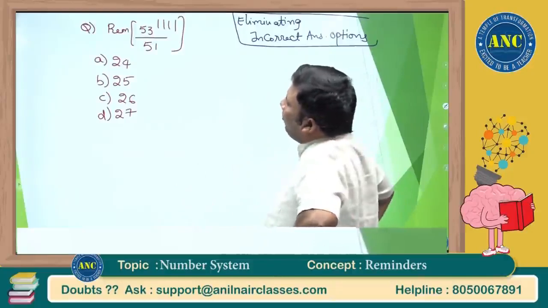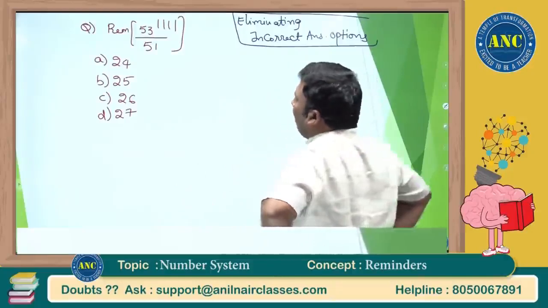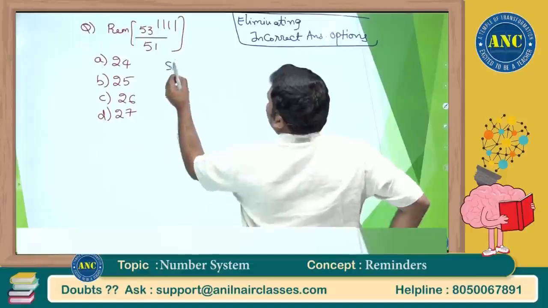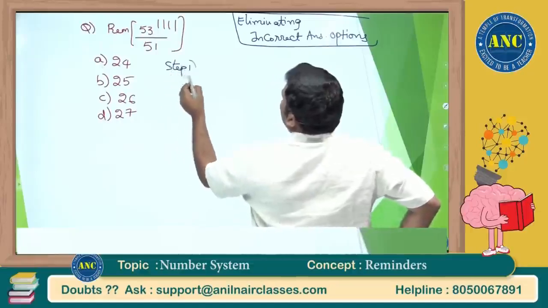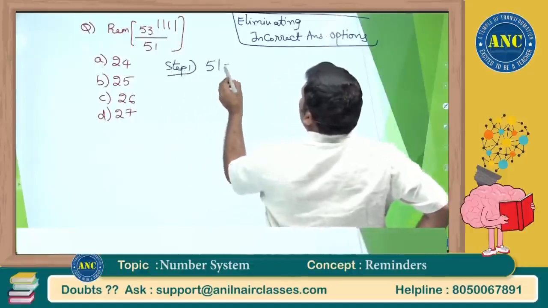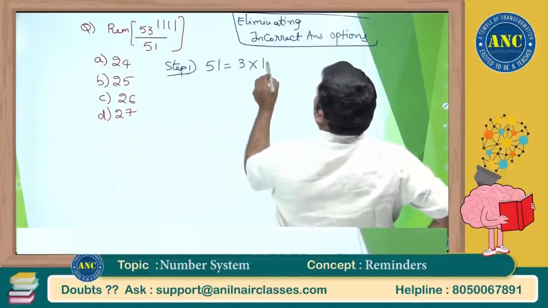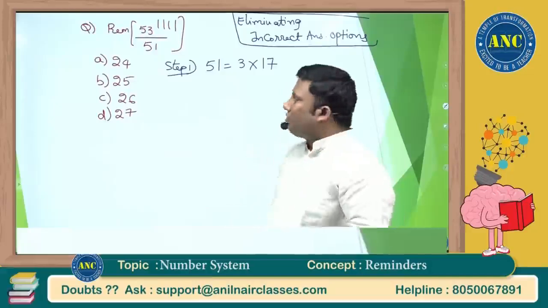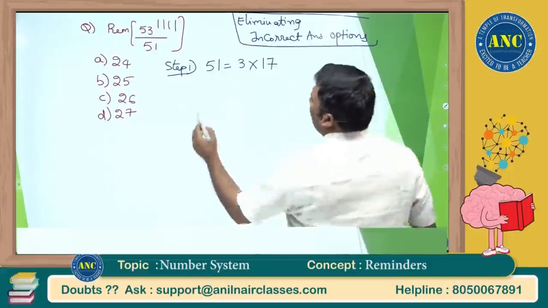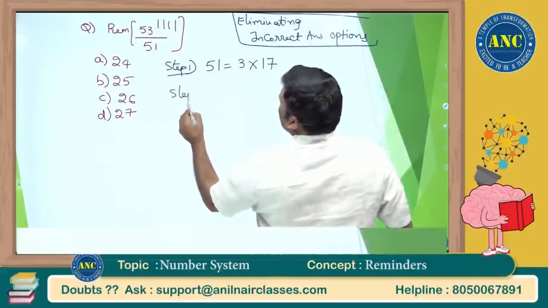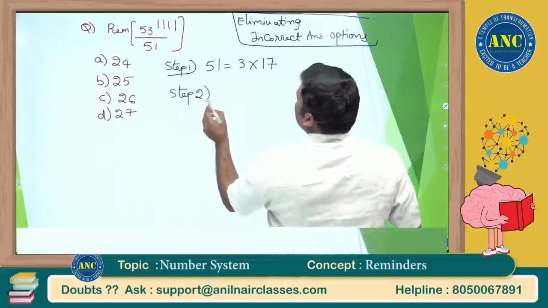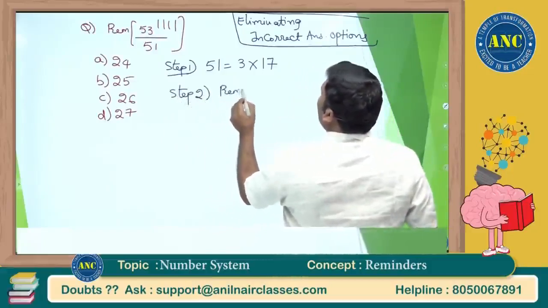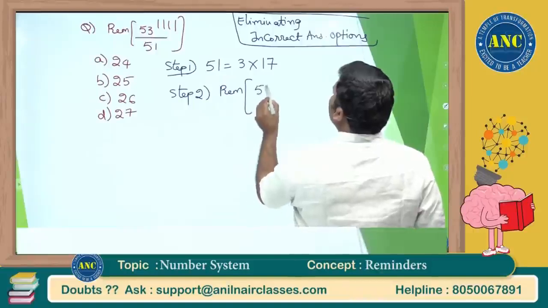53 power 11111 divided by 51. Step number 1: 51 is a composite number, so you can write it as a product of coprimes, which is nothing but 3 into 17. Step number 2: we have to use the divisibility rule of 3 and the divisibility rule of 17.